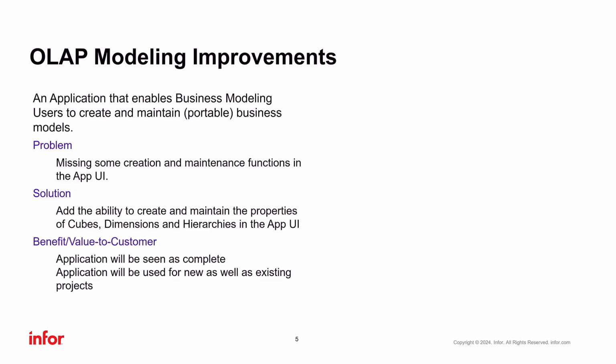Previously, we were missing some advanced functions in the application UI, notably the ability to create new dimensions and cubes. Instead, users had to understand the app schema and edit tables. These creation options and associated maintenance capabilities are now being added to the app UI, reducing the time and effort required to create new business objects. Let's look at these new features in the software.